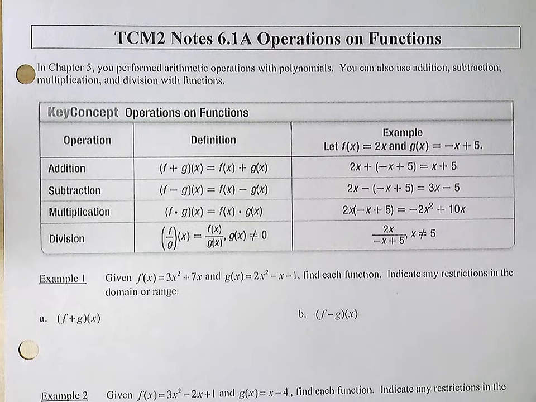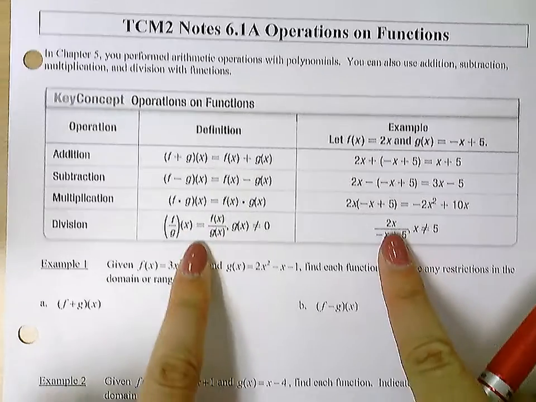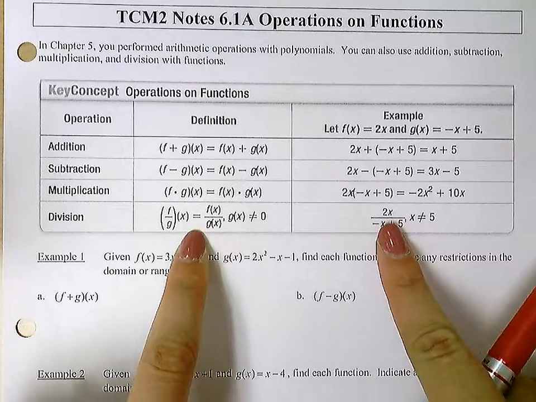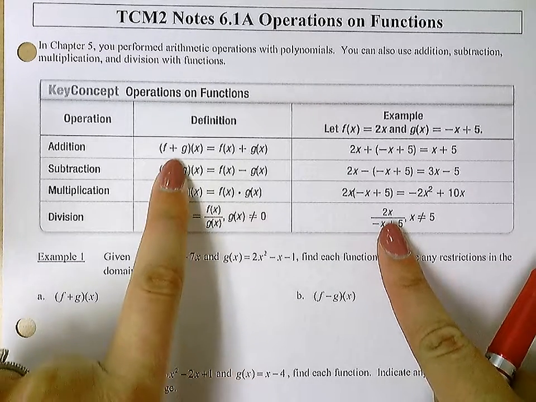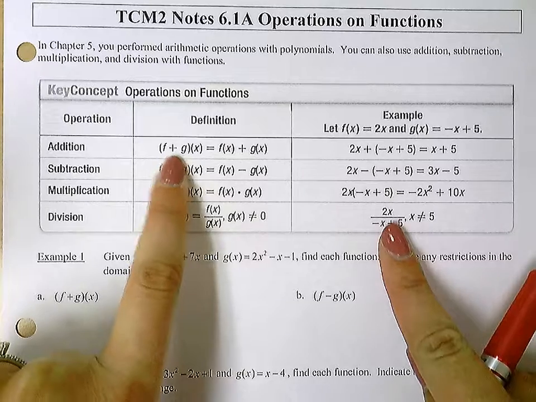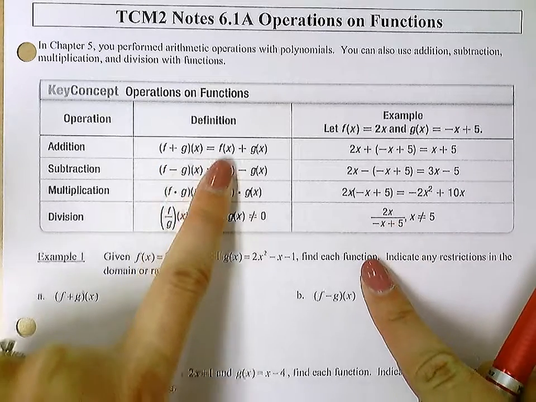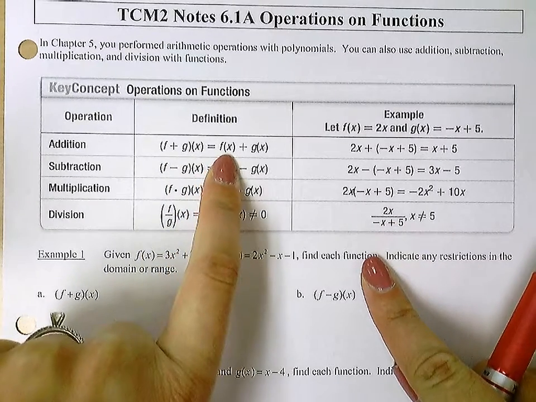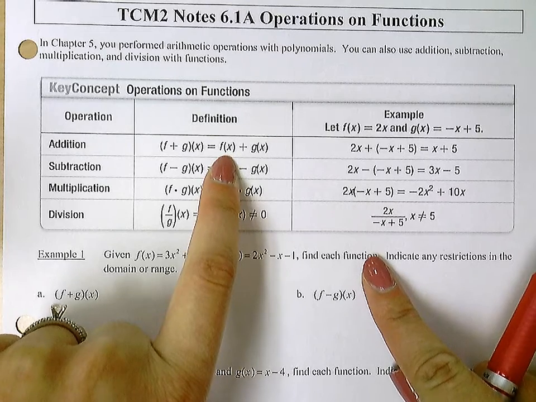So you can use addition, subtraction, multiplication, and division to combine two functions. I do have listed your operations on functions in this table here. So for addition, this is what it'll look like: f plus g of x. That's the same as adding f of x plus g of x. So you just add the two functions together.